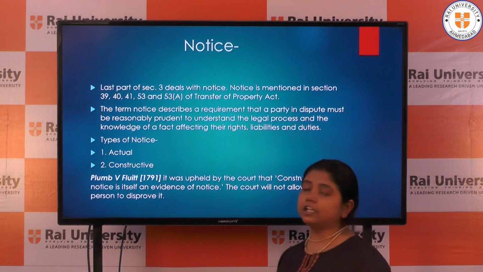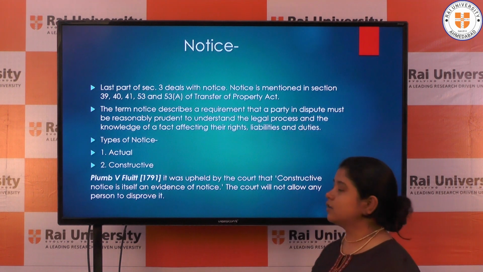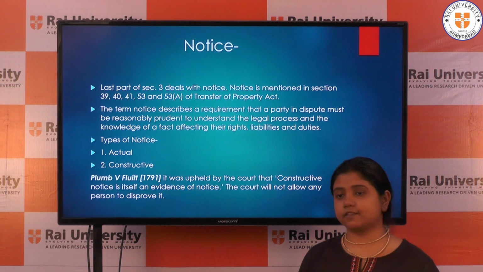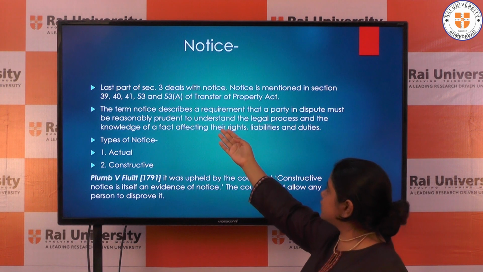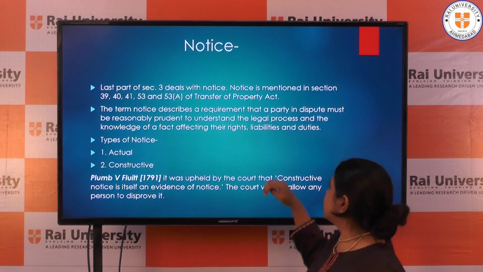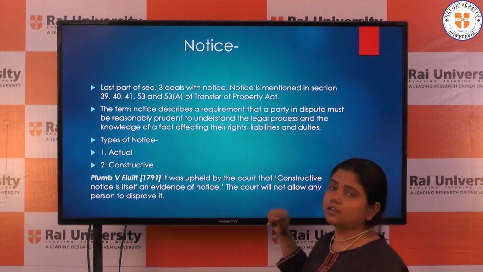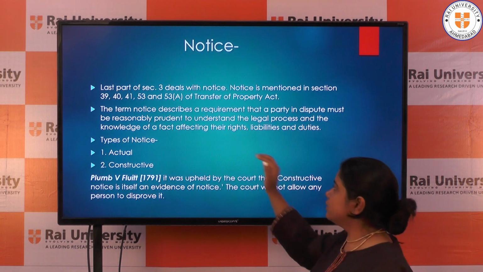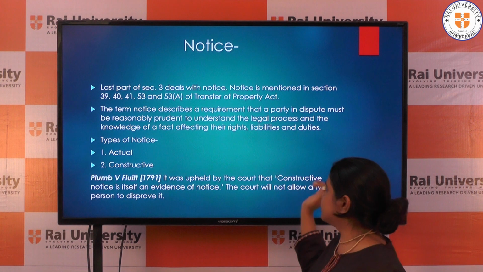The next thing we will be dealing with is notice, the term notice. So what the term notice basically means is to have knowledge of the facts and circumstances. Here, the last part of section 3 deals with the term notice. Notice is mentioned in section 39, 40, 41, 53 and 53A as well. We will deal with it slide by slide, lecture by lecture.